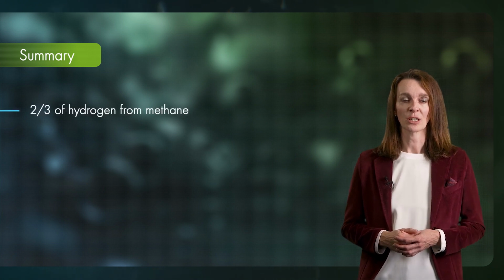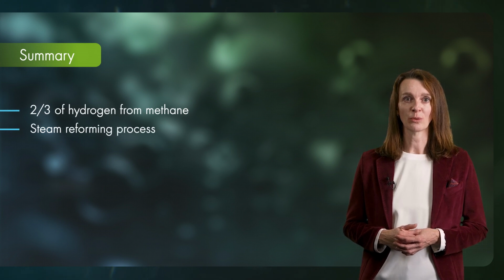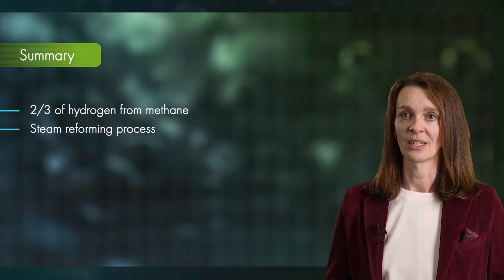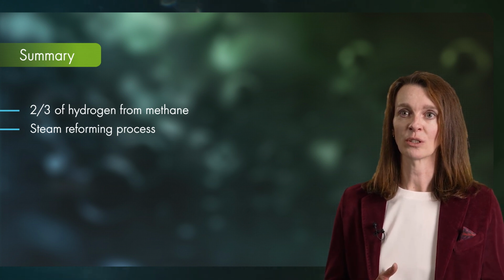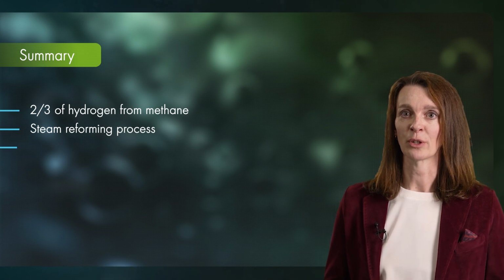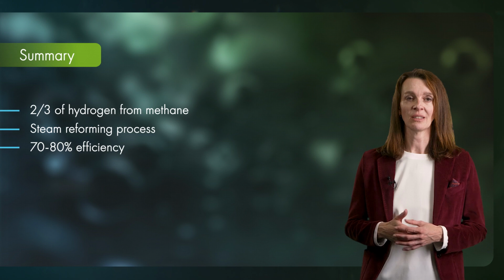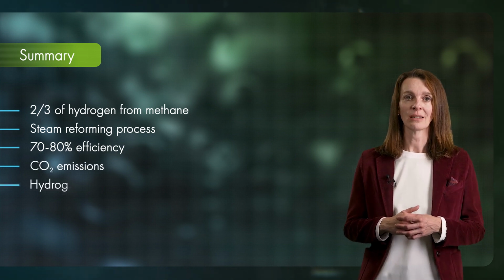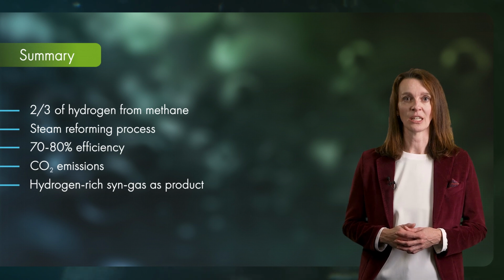Let us now briefly summarize what we have just discussed. At present, hydrogen production is still based almost exclusively on fossil fuels. The majority of production, about 2/3, is based on steam reforming of methane. This gives the so-called grey hydrogen. In this process, methane is converted with steam and hydrogen and carbon oxides are formed. The efficiency is high and lies between 70 and 80%. However, carbon oxide emissions have to be dealt with, as a hydrogen-rich syngas is obtained as product.